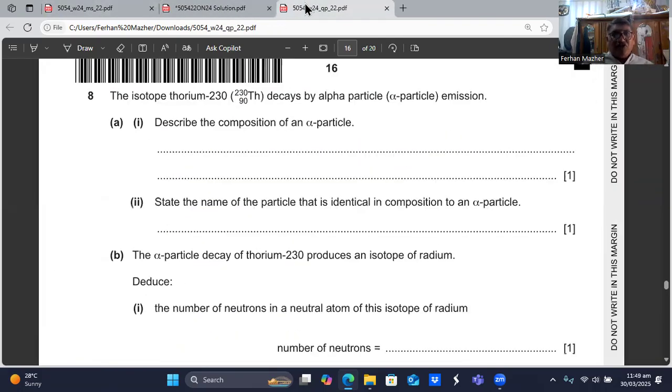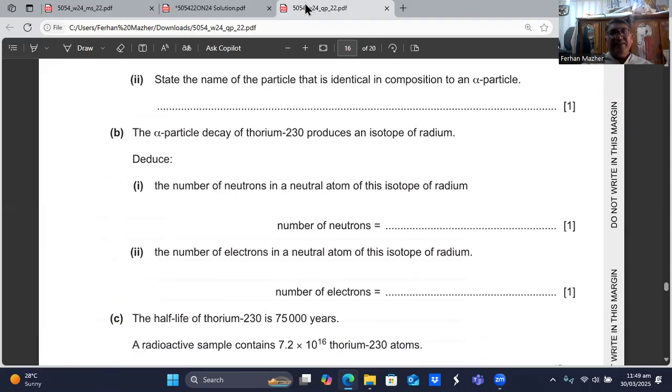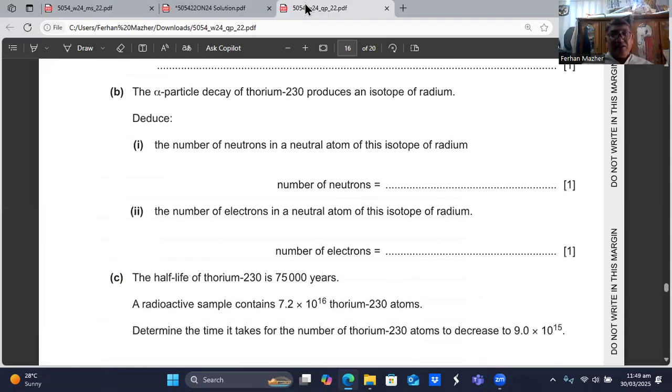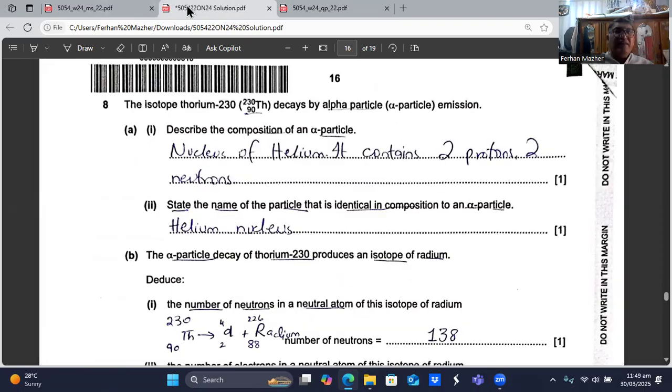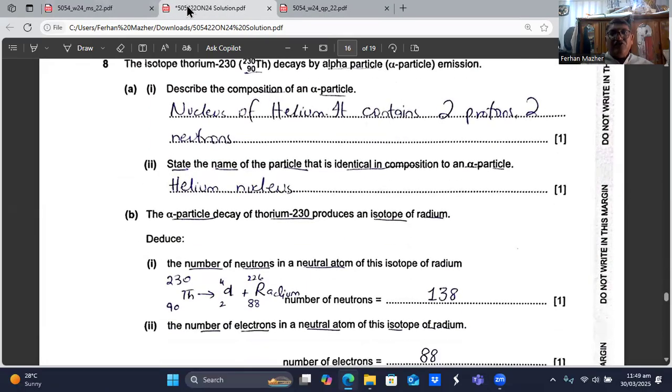Okay. Question number 8 is B part. He says the alpha decay of thorium-230 produces an isotope of radium. Deduce the number of neutrons in a neutral atom of this isotope of radium. So, when the alpha decay takes place, let me show you.